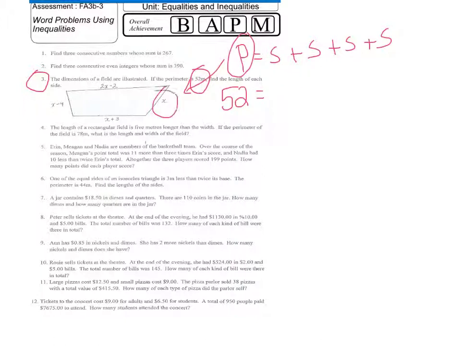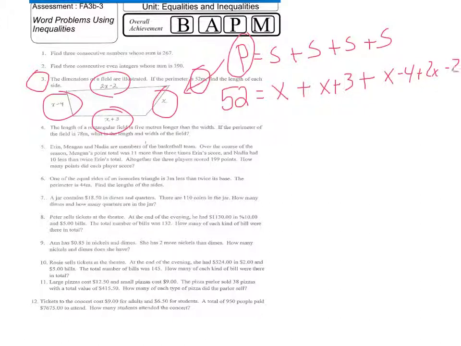One of the sides is x. The other side is x plus 3. The other side is x minus 4. And the other side is 2x minus 2. Not a bad idea to have brackets here. In this situation, it doesn't really matter, so I'm not going to work with them. But you could. I always like to have it just as so I know what I'm doing.